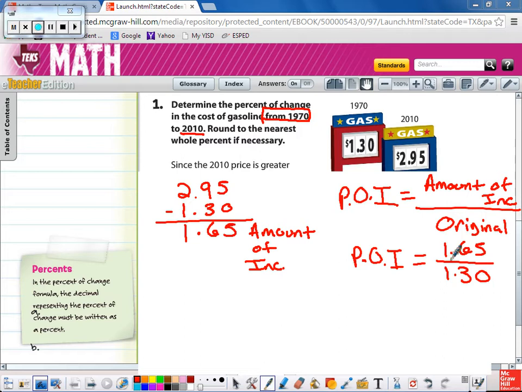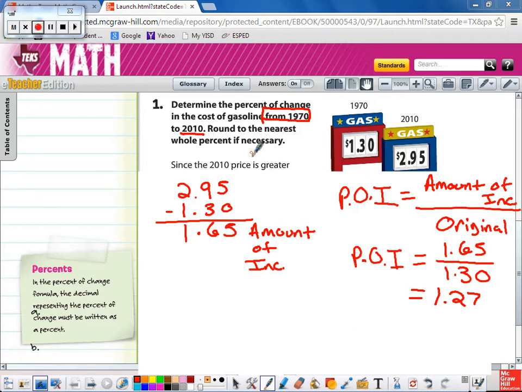Now I'm going to simplify the problem. So $1.165 divided by 130, and that is going to give me a percent increase of roughly 1.27. So then from here I need to round to the nearest percent.